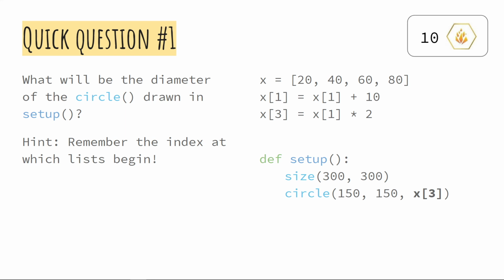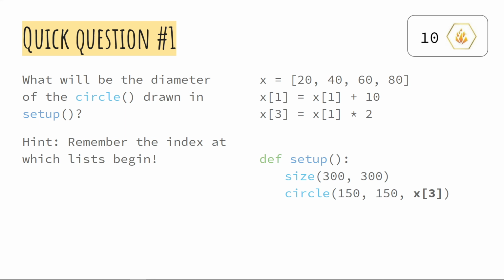So the correct answer is 100. So we can see here that if we have our list x, x at 1 is the element that we have to skip over 1 to get to. So we skip over 20 and we have 40. So we say x at 1 is now equal to x at 1, which is 40, plus 10. So that's 50. So we say x at 1 equals 50.